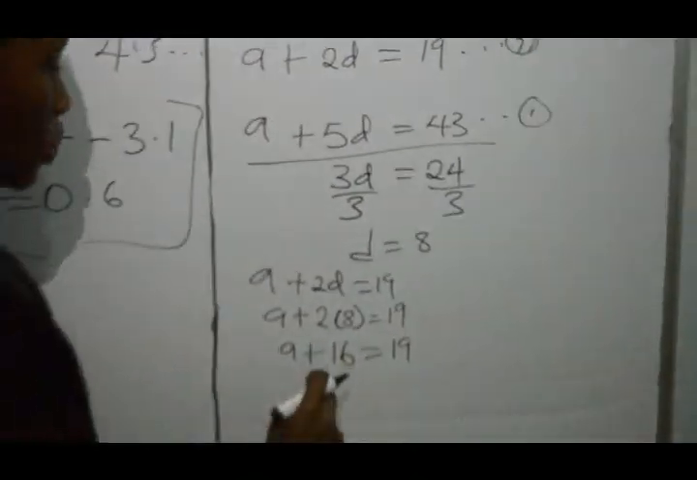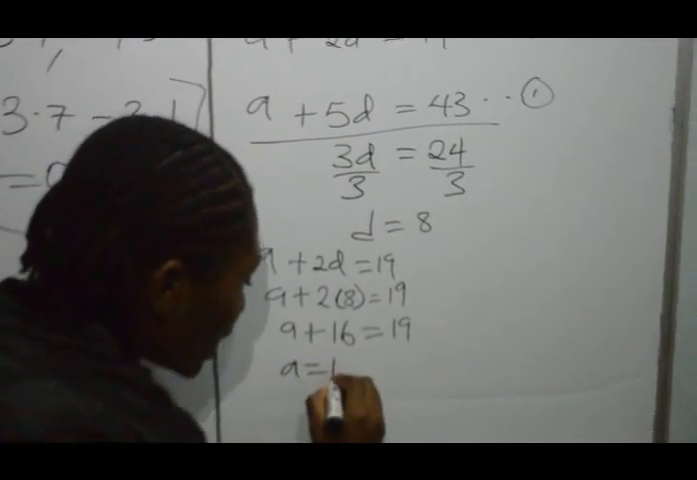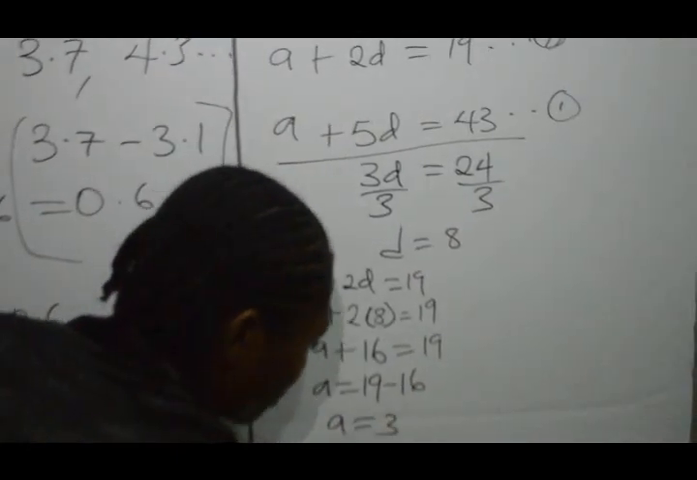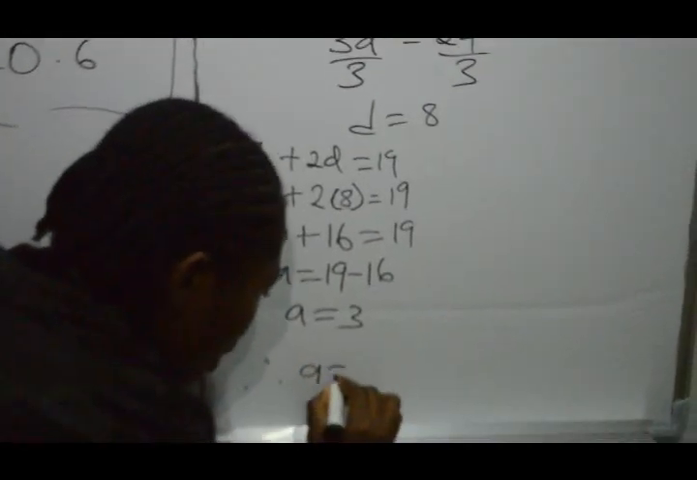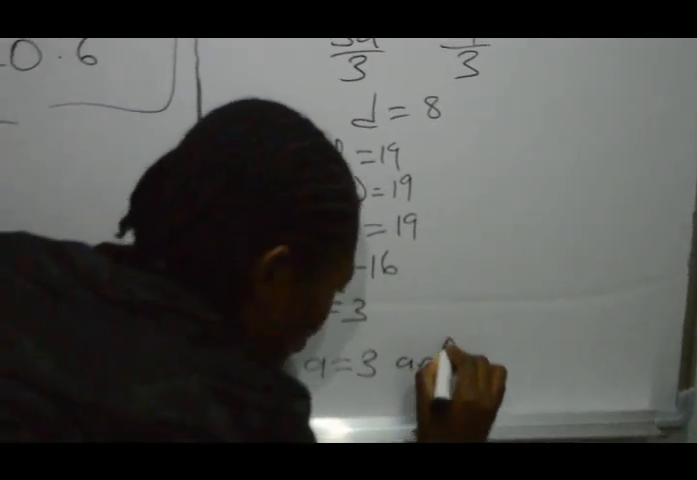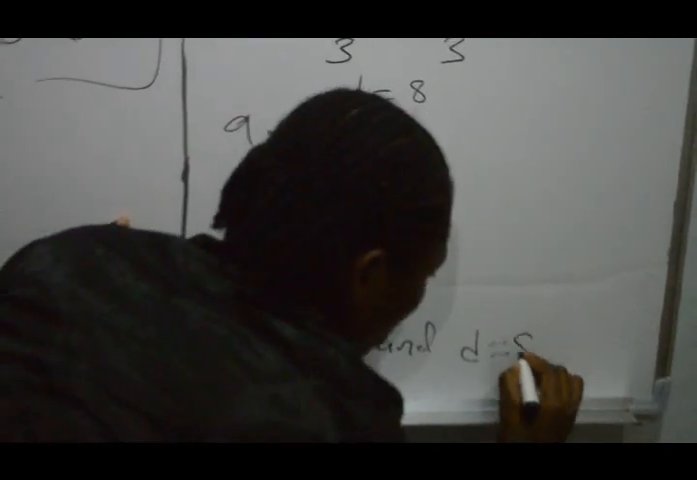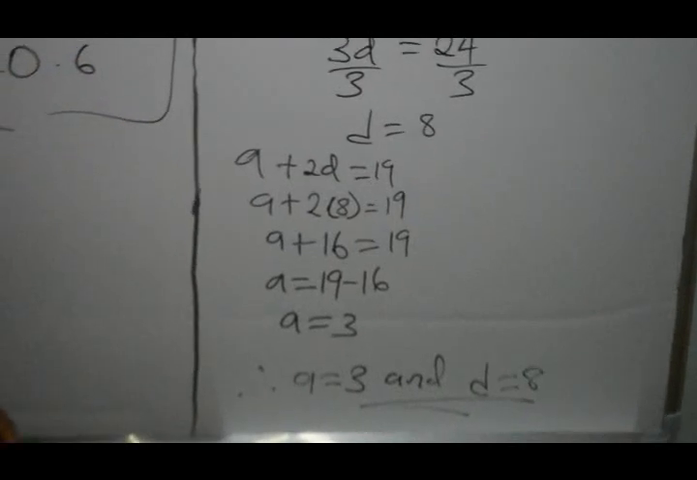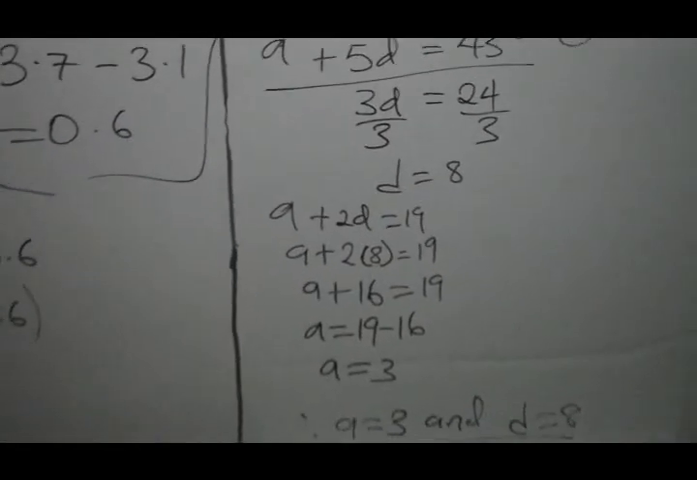Quickly just collect like terms to take that number there. When the plus crosses your equal to, it becomes minus. So our A is equal to 19 minus 16. Our A is equal to 3. We are asked to find the first term and the common difference. So therefore we can say that our first term is equal to 3 and our common difference is equal to 8. And this is the end of our solution. So we have come to the end of finding the nth term of an AP.